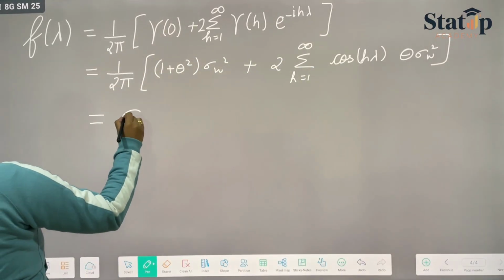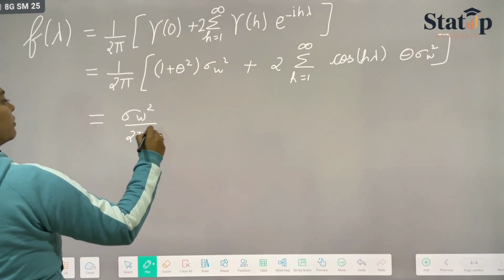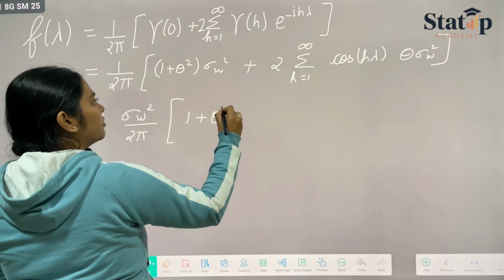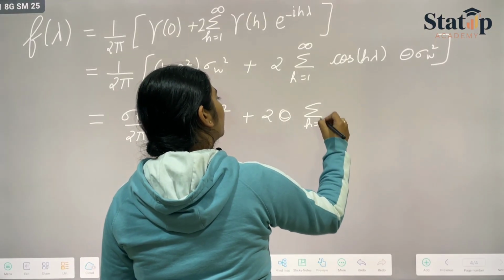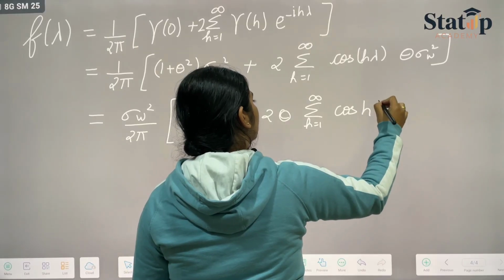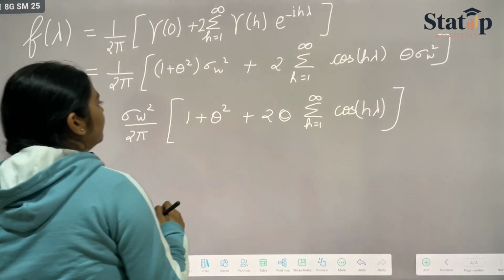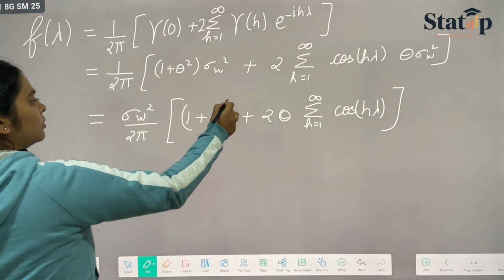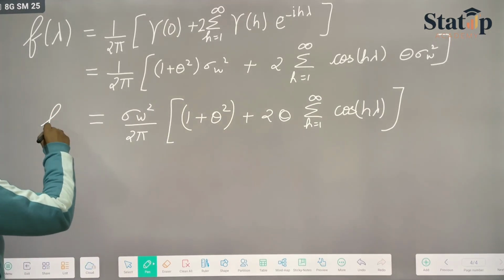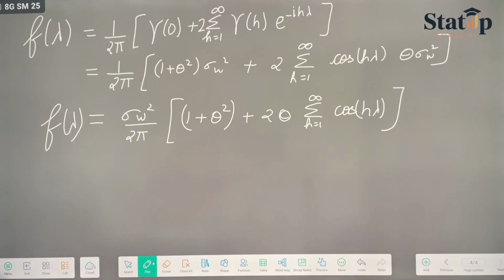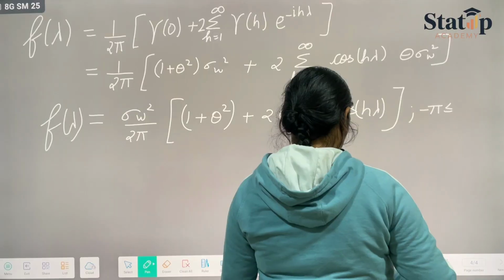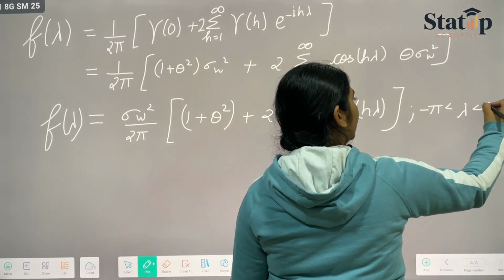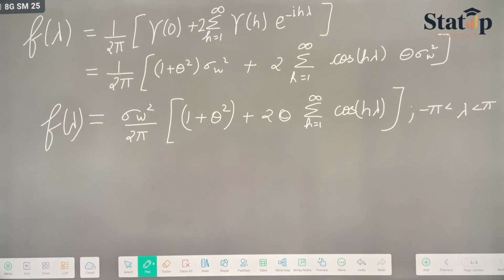Taking the common things outside, sigma w square upon 2 pi, we are left with 1 plus theta square plus 2 theta summation h goes from 1 to infinity cos h lambda. So this is our value for f lambda, or spectral density function, where lambda goes from minus pi to pi. So this is the value for spectral density function of moving average of order 1.